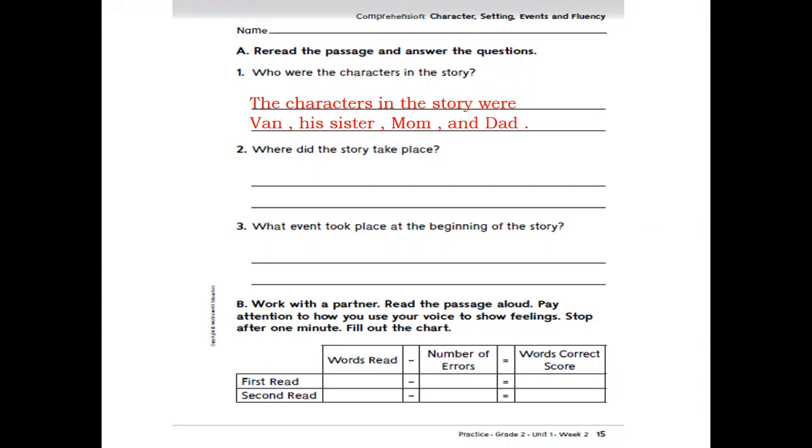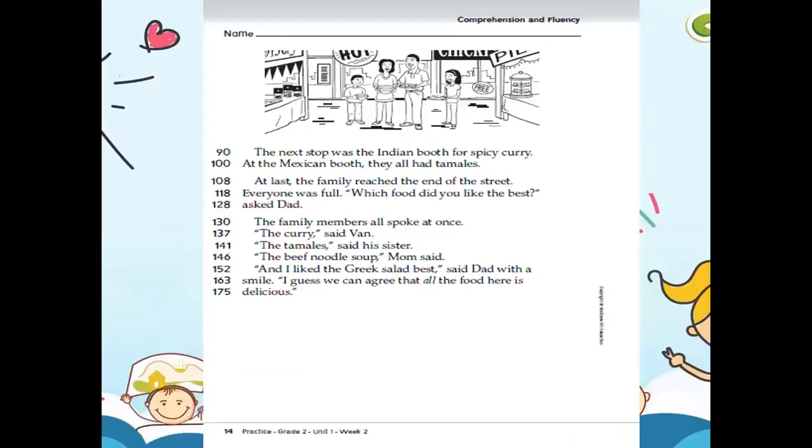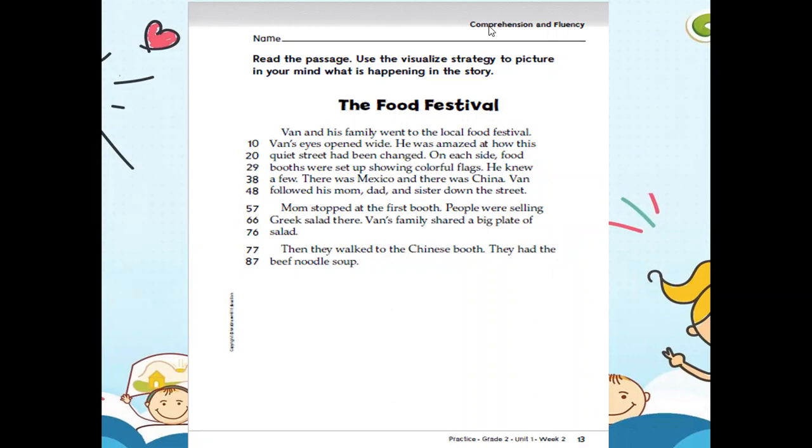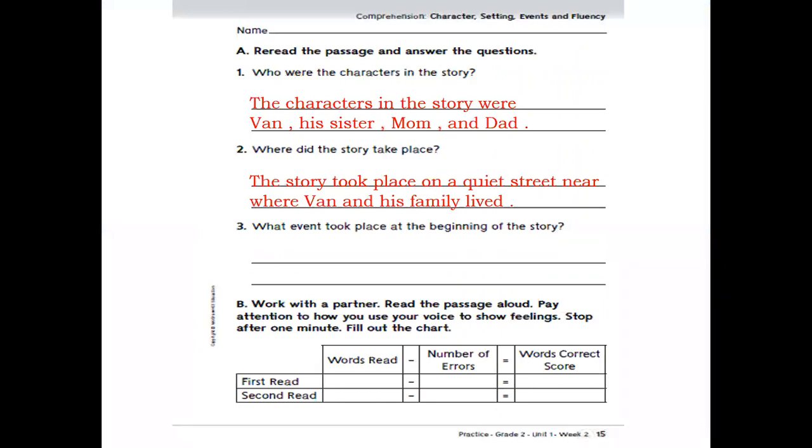Where did the story take place? Where did it happen? Let's look here. They said it happened here, at the local food festival. That means it's nearby, beside their house. And they said in a quiet street. So you would say the story took place on a quiet street near where Van and his family lived. How did we know it's near to them? Because they said it's local. So where did the story take place? The story took place on a quiet street near where Van and his family lived.